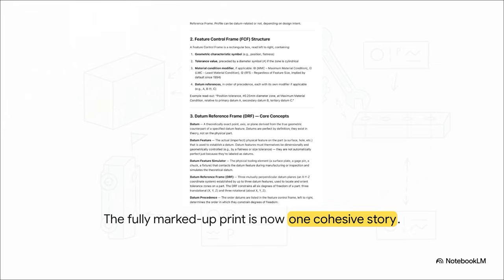You know exactly how datums A, B, and C anchor the part in space. You know how to fluidly read feature control frames from left to right. You can spot those MMC modifiers that save tons of manufacturing cash. And you recognize the sheer power of a profile tolerance. You, my friend, can now fluently read the language of engineering intent.